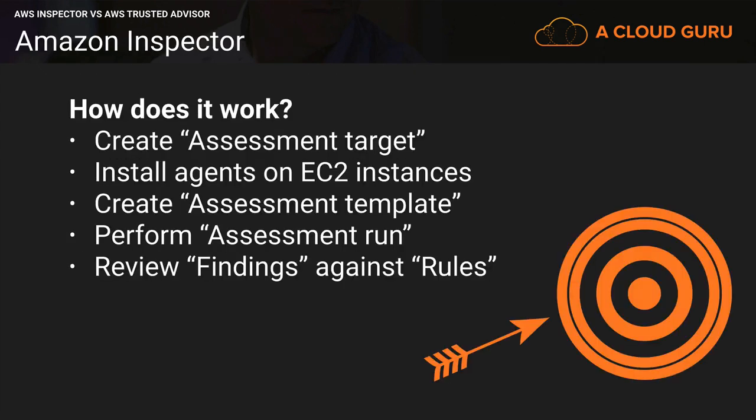So how does it work? Well, the very first thing you do is create an assessment target. You then go into your EC2 instance and install an agent on there. Then we're going to create an assessment template, perform an assessment run, and then review our findings against the rules. So let's have some fun. Let's log into the AWS console and get started.